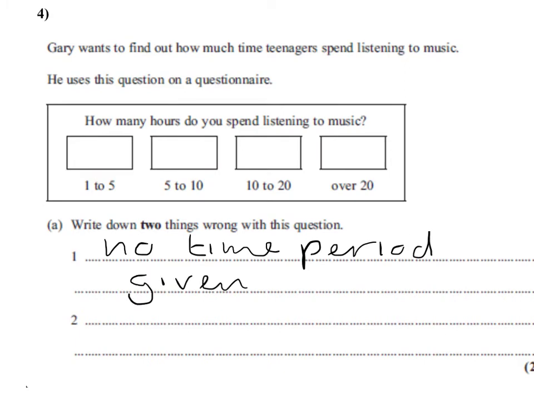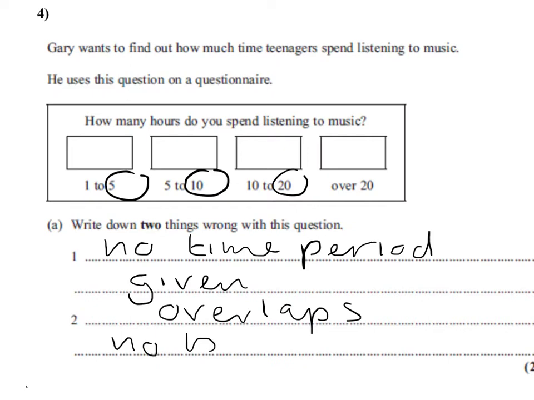And then we've got these overlaps. And overlaps, so overlap. And also, what if you don't have a box for 0? So any 2 from those 3 will get you the marks.